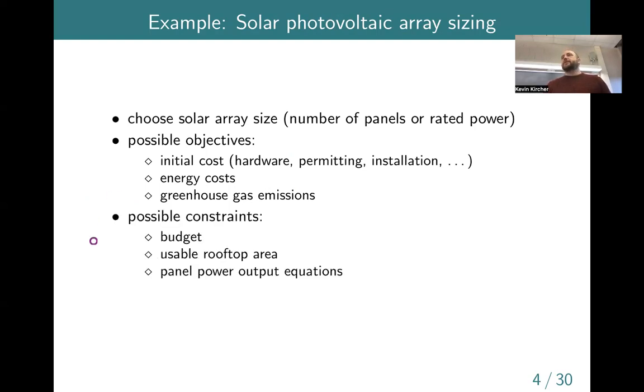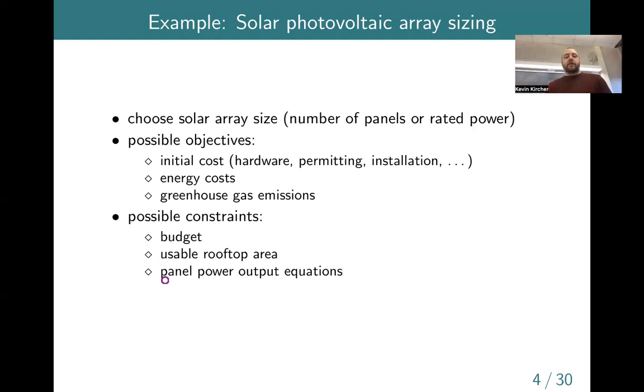And then we might have constraints related to a budget. I only have 15K to spend or something like that. We might have a limited rooftop area. So maybe I only have a certain number of square meters, and maybe it's pointing in certain directions and things like that. So that constrains the design space.